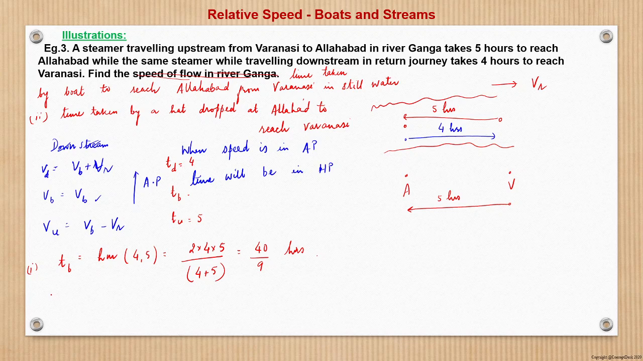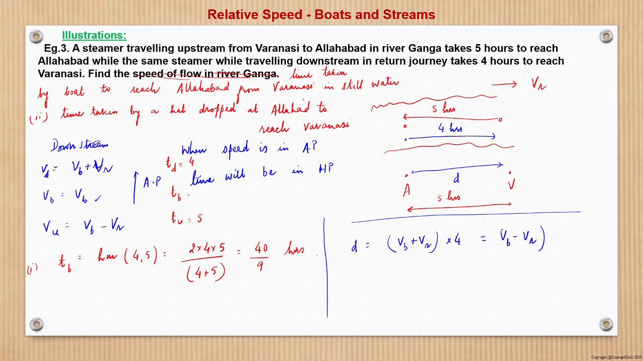Now for the second part, what is it? Now see, I write here. So basically the distance, let the distance be d, Allahabad to Varanasi, let the distance be d. So that d distance in the first case, in the downstream case, at a speed of Vb plus Vr is being covered in 4 hours, and the same d distance during upstream at a speed of Vb minus Vr is being covered in 5 hours.